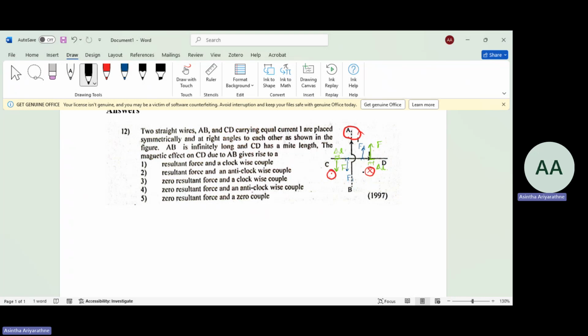So you can see now, there is no resultant force, right? Because this force gets cancelled out by this one. The blue color forces cancel out, the green color forces cancel out. There is no resultant force, but there would be a force couple in anti-clockwise direction. So due to the AB, there would be zero resultant force, but an anti-clockwise couple.